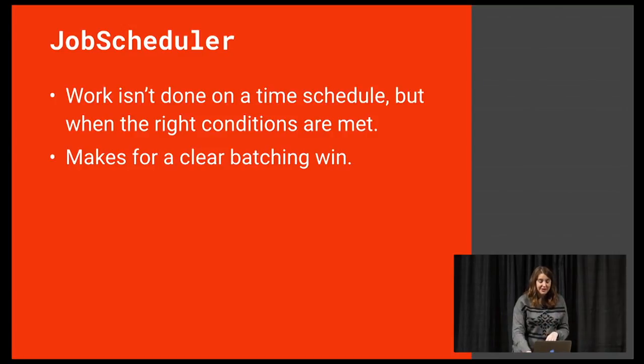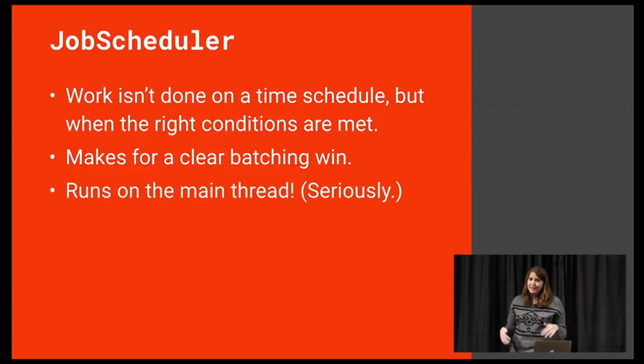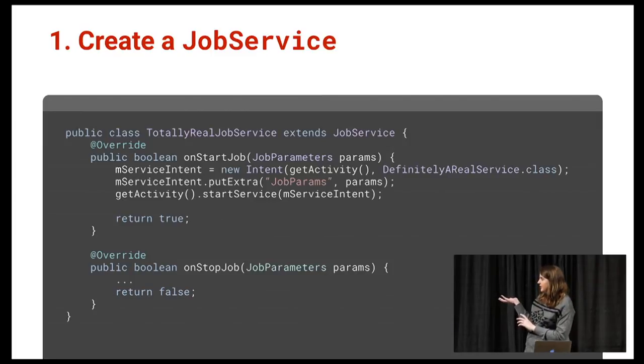The other thing is Job Scheduler surprisingly runs on the main thread. I'm not kidding you, the job service that you create will run on your main thread. So when you're doing complicated work, you use your job service in conjunction with some other background service, like an async task or an intent service, right? Okay. So to use Job Scheduler, you start by creating that job service that runs on the main thread, which is very odd in my mind. To do this, you need to override at least 2 methods, if not more.